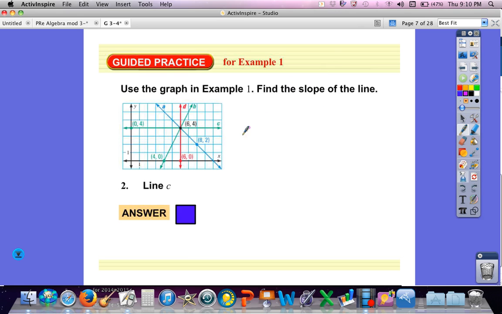Oh, now I see, and now they want me to find line C. Well, right away, I think we just learned that that will be a slope of 0 because it is a horizontal line. But let me check. 4 minus 4 is 0. 0 minus 6 is negative 6. So when I have a 0 on the top, the slope is a slope of 0.